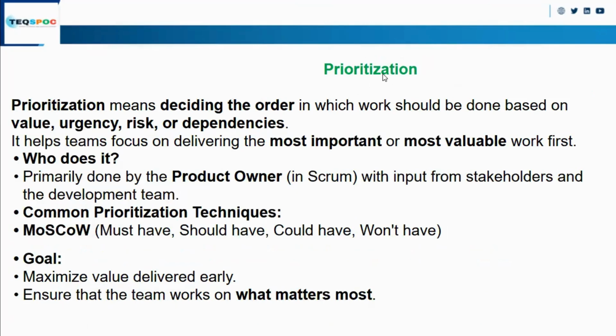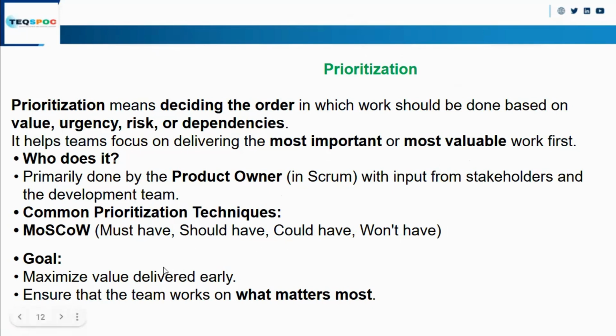So now, the next thing is prioritization. Prioritization means deciding the order in which the work should be done based upon the value, urgency, risk, and dependencies. It helps the team focus on delivering the most important, most valuable work first. Okay, why do we do this? Basically the prioritization is done by the product owner. The product owner is the owner of the backlog, so he will do the prioritization of the product backlog. A common prioritization technique which is generally used is must have, should have, could have, would not have.